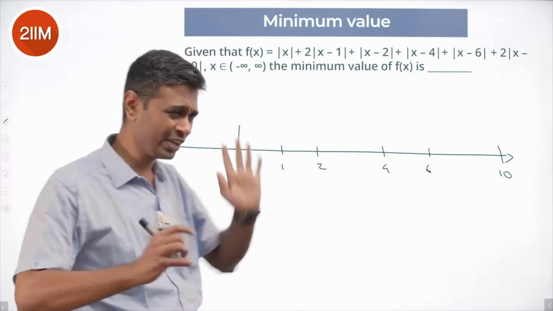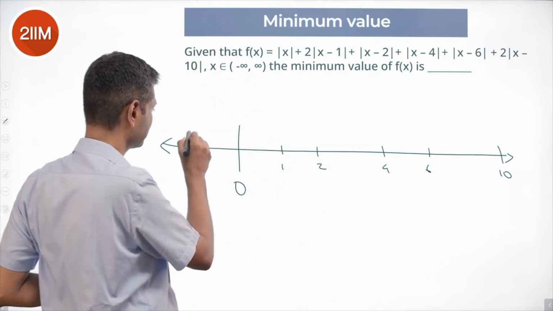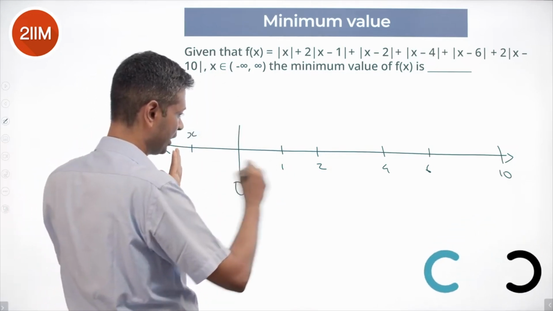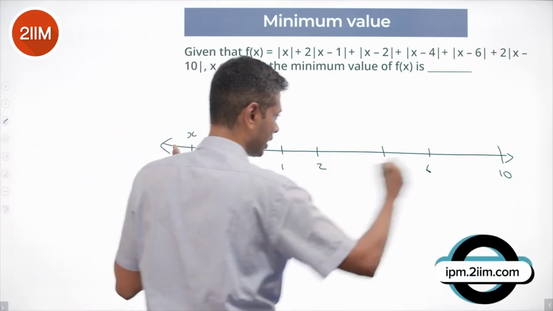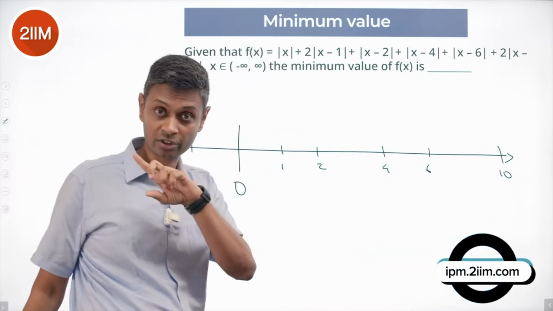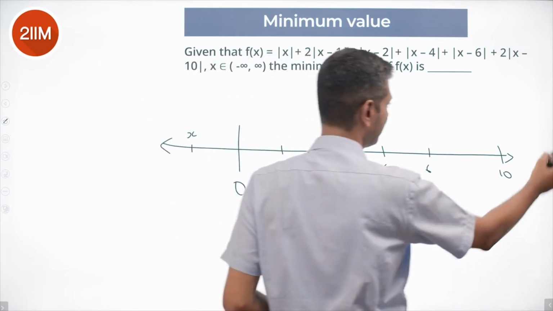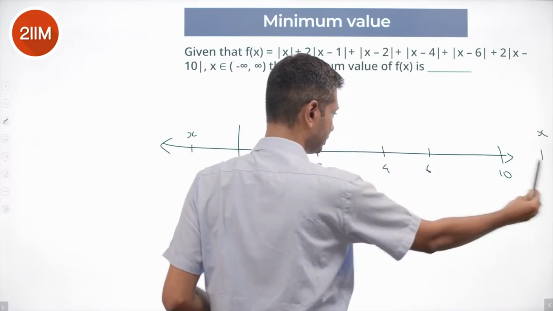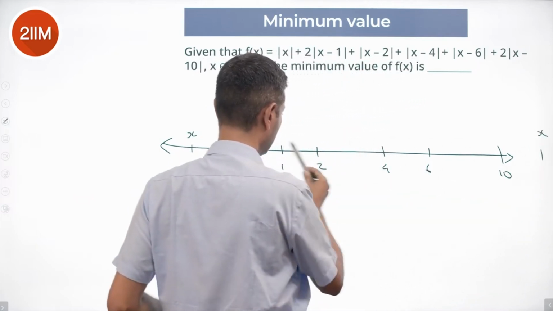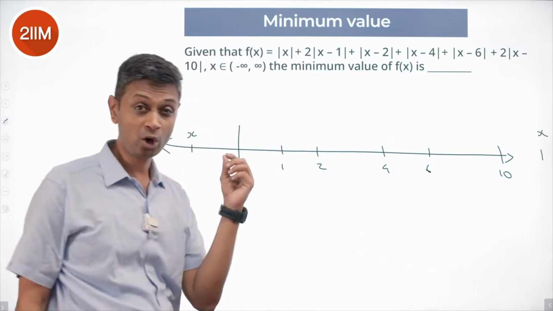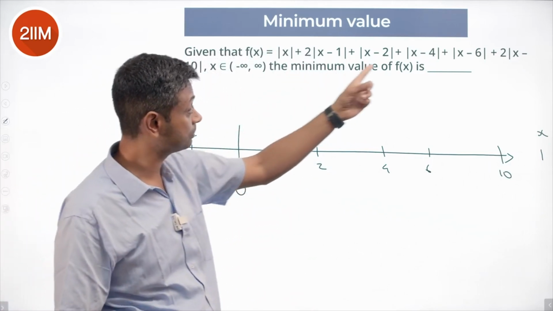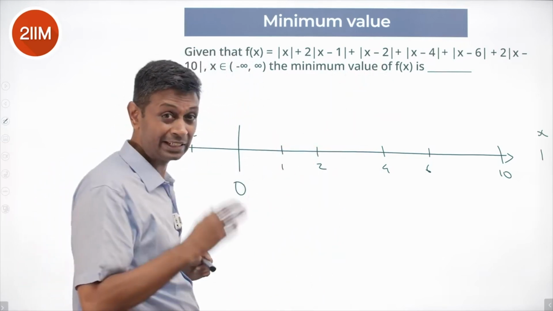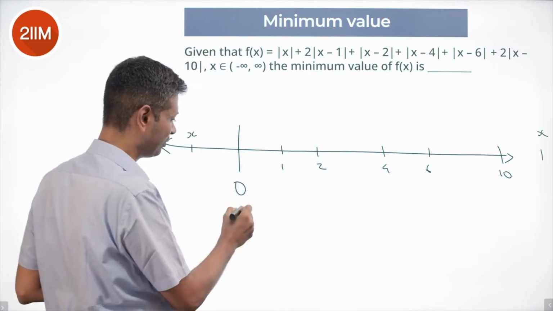Right. So, suppose x were here. x minus 0, x minus 1, x minus 2, x minus 4, x minus 6, x minus 10. I'm calculating all these distances. Suppose x were here. x minus 10, x minus 6, x minus 4, x minus 2, x minus 1, x minus 0. I'm adding all these distances. It's a 2 times. If I'm adding all of them, it is better to add from here.